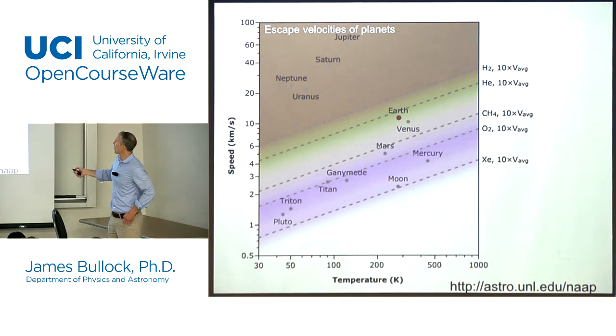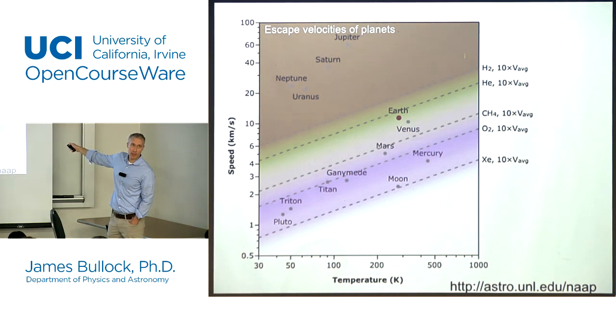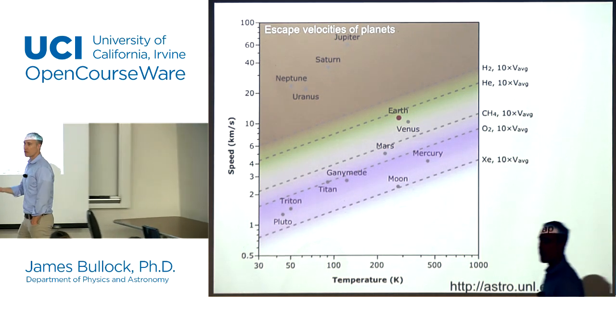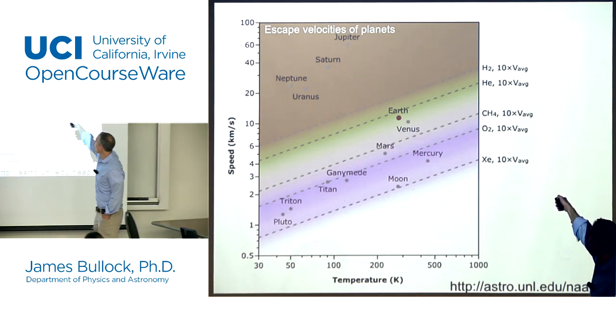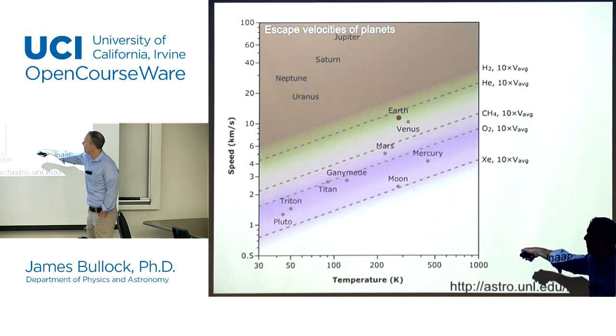Okay? So for example, if you have a light molecule, they tend to be moving very fast at a given temperature. So at 1,000 degrees Kelvin, hydrogen is moving at like 40 kilometers a second. So really, really fast. And as you cool hydrogen down, it moves slower and slower and slower. The heavier the molecule is, the more slowly it moves at a given temperature. And so the heavier the molecules go down on this plot.